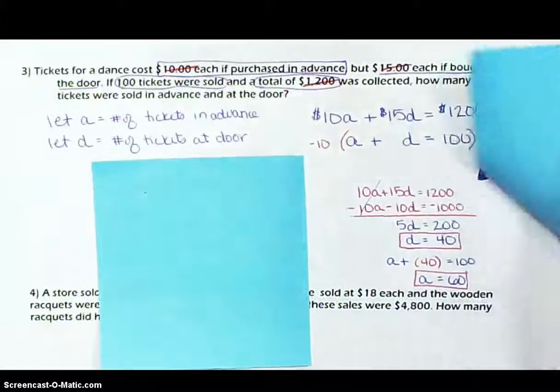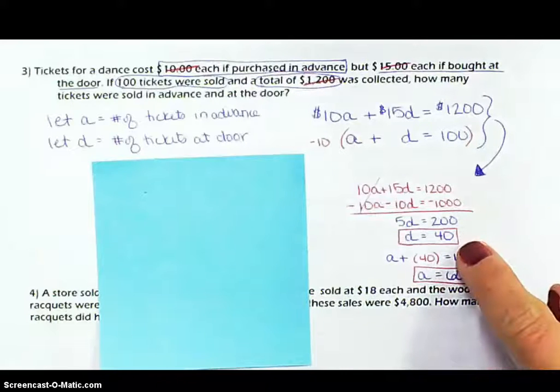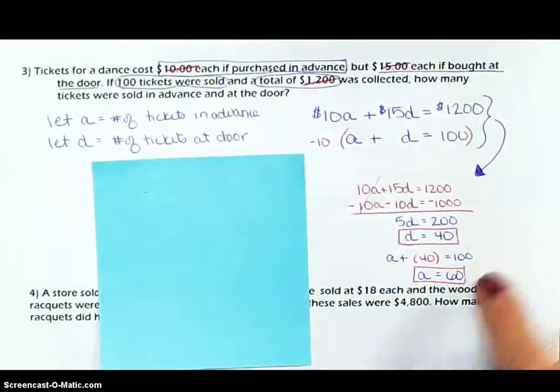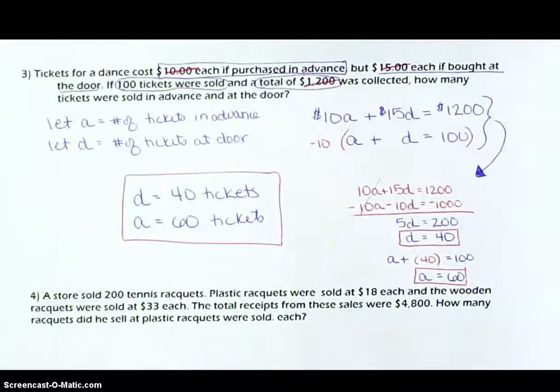All right, let's see how we did. So when we solved using elimination, we were able to eliminate the A's. We got D is 40. I plugged it into the second equation, got A equals 60. So tickets at the door were 40, advance tickets were 60. Okay, let's try another one now.